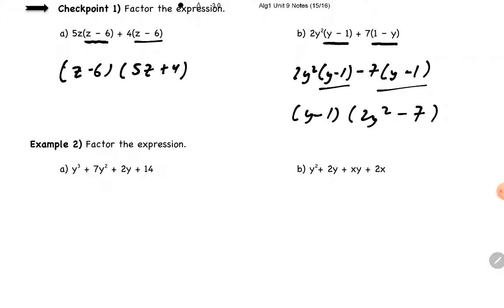Example 2. So now we have cubics. How do we factor cubics? What you want to do is we're going to group these. I'm going to put parentheses here, here, here, and here. There we go.